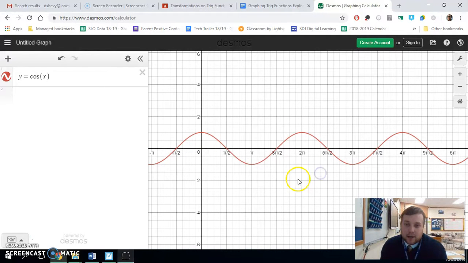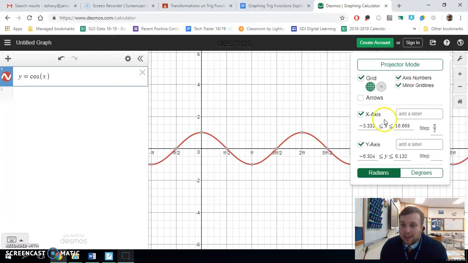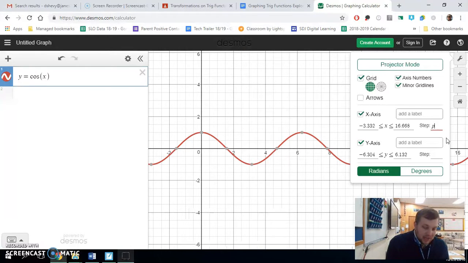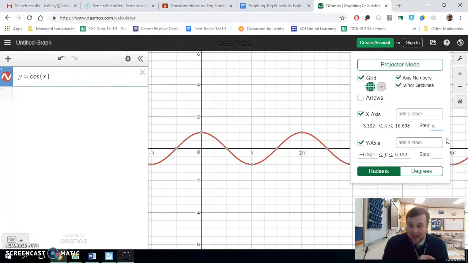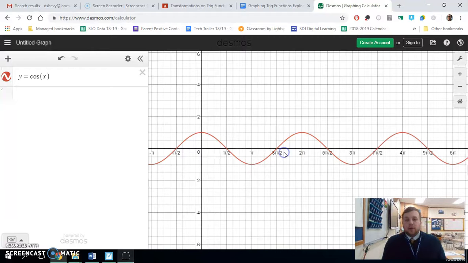Okay? That's nice because now notice here's where it's going to start. And it goes down, reaches its bottom at pi, goes back up, and it completes its circuit at 2 pi. And there is your cosine function. It looks like a U, right? Okay, so I want everybody to do that. Remember, you go to the wrench, and in step under the x-axis, you're going to physically type in pi, and then that divided by 2, and make sure it all works there, all right?